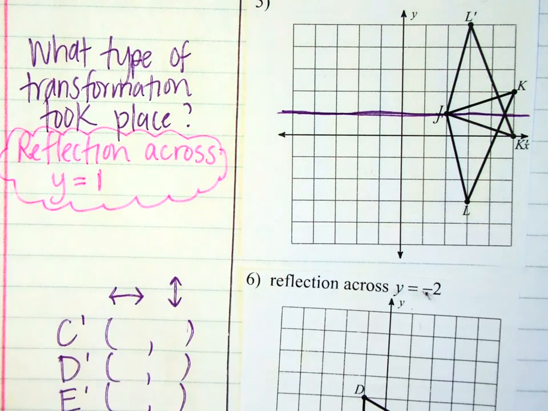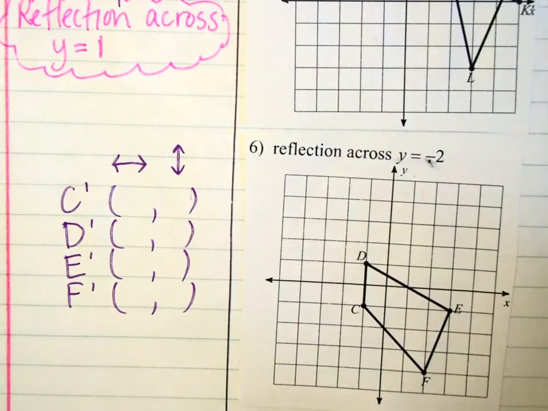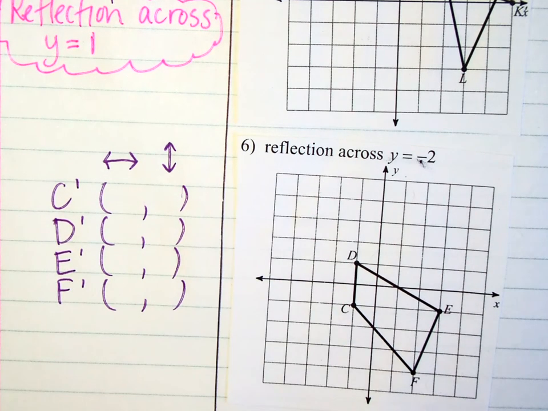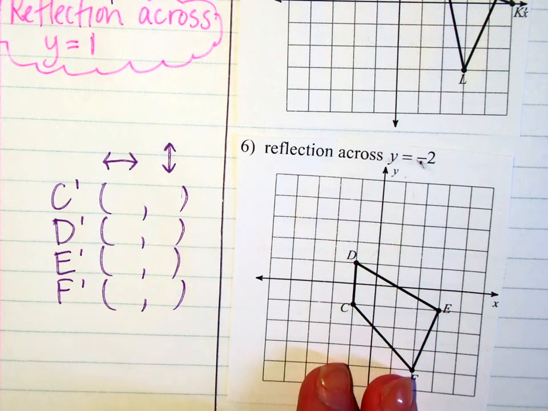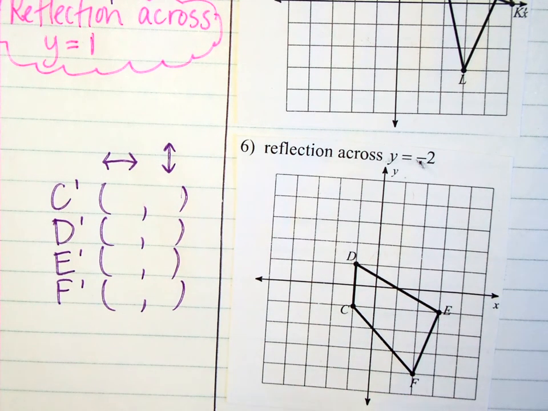Okay? So to kind of put it all together, this is all you. You're doing a reflection across y is equal to -2. Find y is equal to -2. Draw your line of reflection. Reflect shape C, D, E, F. And then write the coordinates on the left. Pause the video so that you can do it on your own, and then we'll check back in just a bit to see if you did it right.